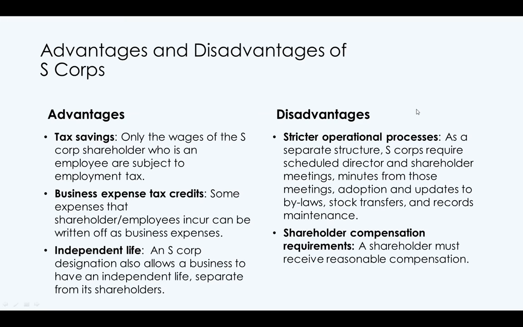Some disadvantages: it has stricter operational procedures. An S Corp requires scheduled director and shareholder meetings, minutes from those meetings, adoption and updates to bylaws, stock transfers, and records maintenance. So a lot more record keeping has to happen in order to prove that they are actually qualifying to be an S corporation. Shareholder compensation requirements: shareholders must receive reasonable compensation, so you must pay each of the shareholders.